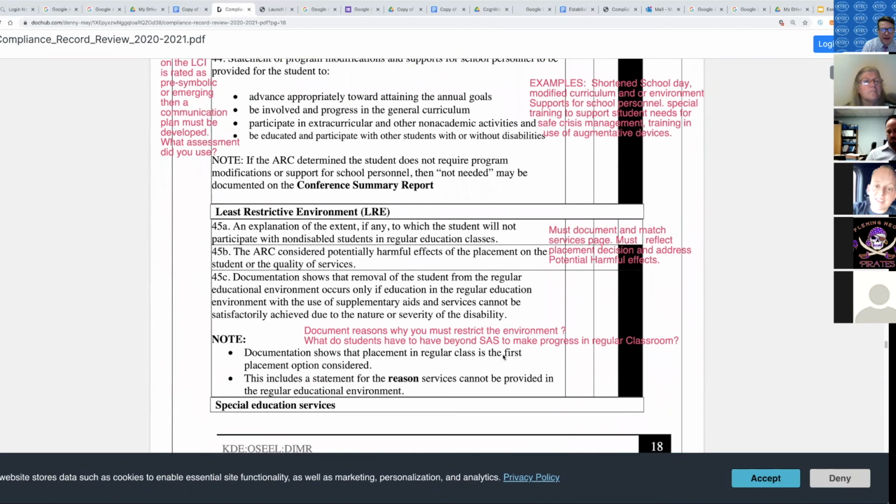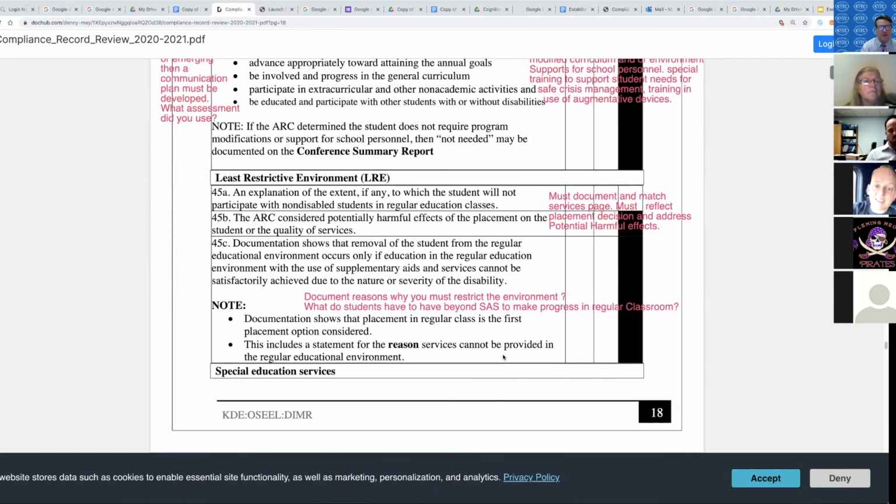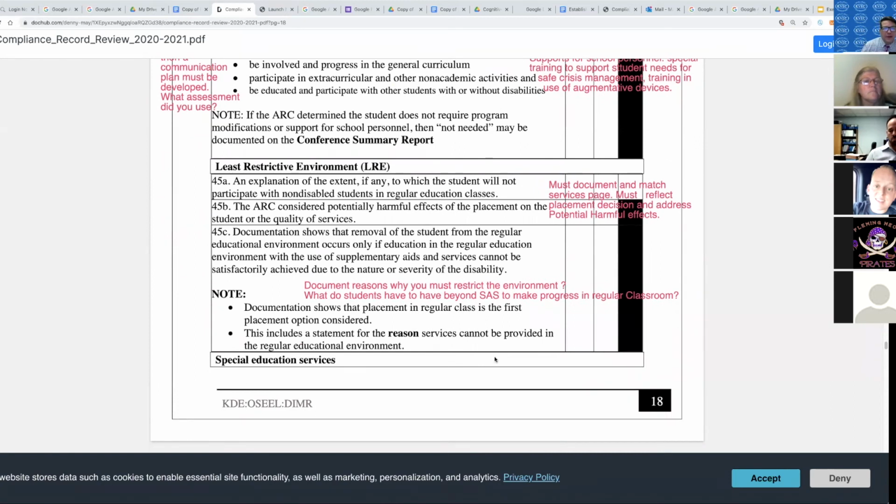All right, moving on down, least restrictive environment. An explanation of the extent, if any, to which the student will not participate with non-disabled peers or non-disabled students in a regular education class or a general education class. Must document and match the services page, we say.